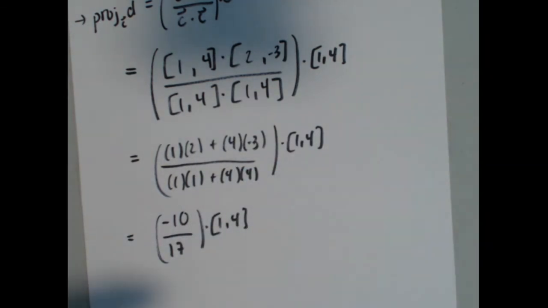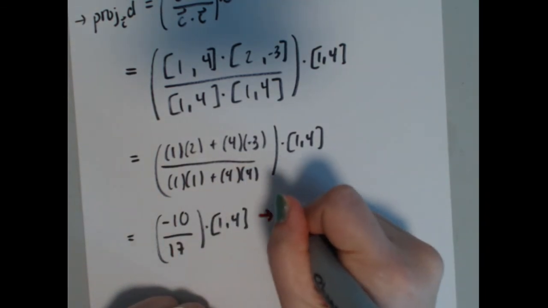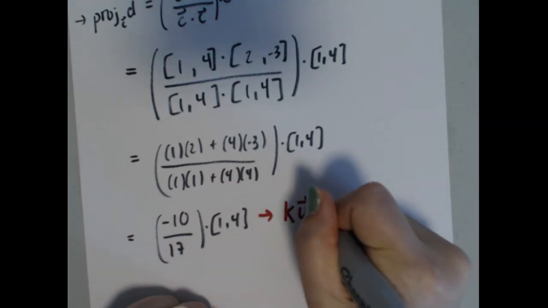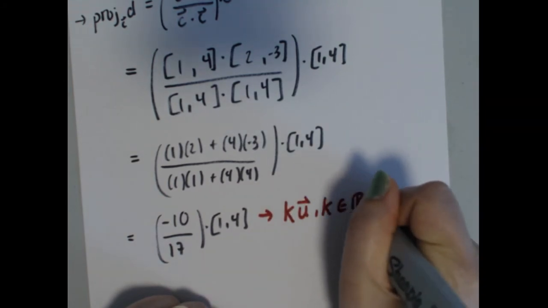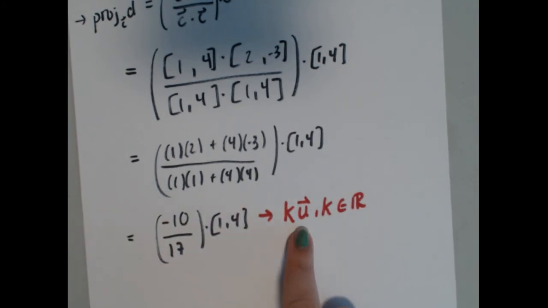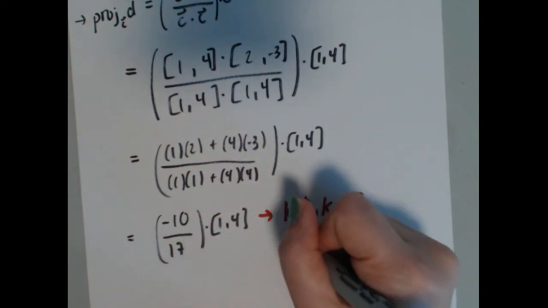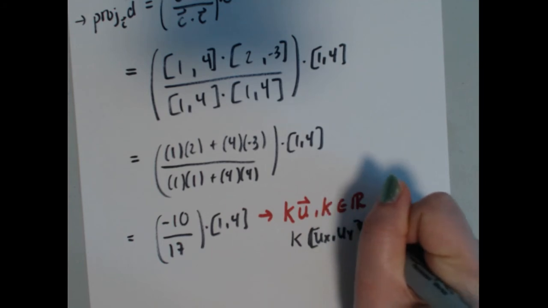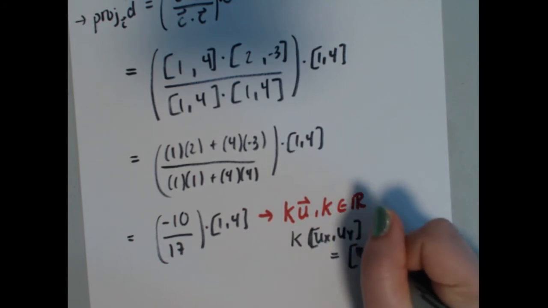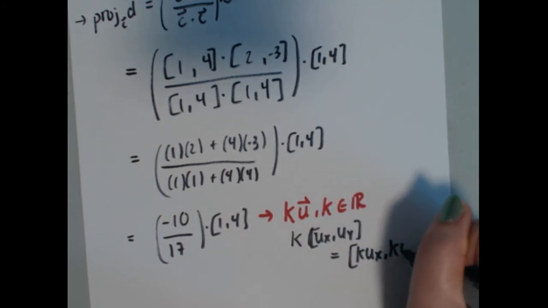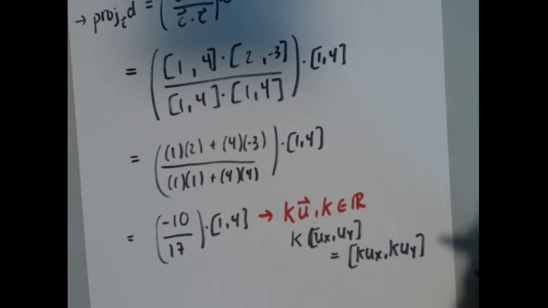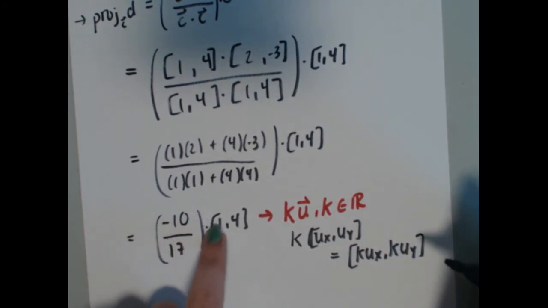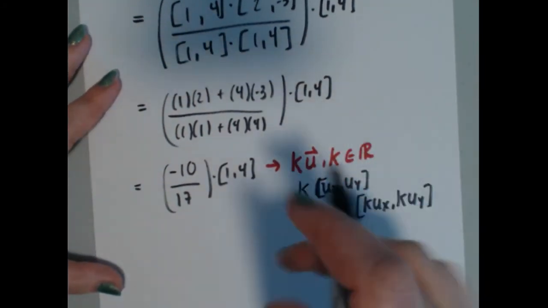So what we have here, and again, I want you to notice this, is we essentially have k times u, where k is a constant, right? We have a scalar multiple. So really, the rule for scalar multiples says that if I have k times ⟨ux, uy⟩, this is equal to ⟨kux, kuy⟩. This is the distributive property, which we saw earlier. So I'm going to take that constant and multiply it to each piece inside.